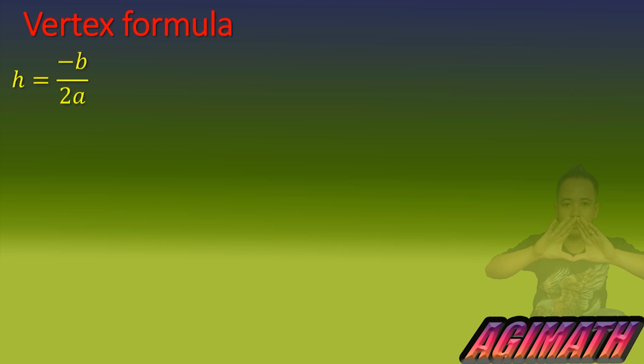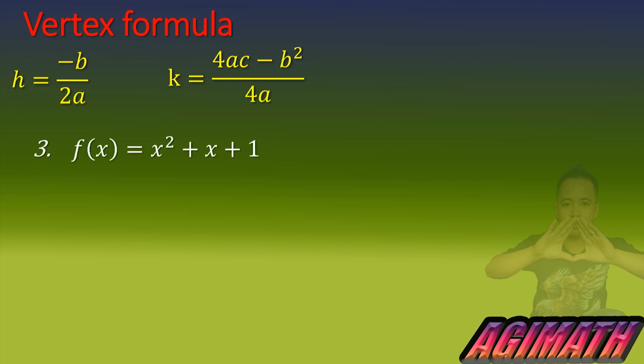So for the vertex formula, we have h equals negative b over 2a. H, because that is one of the variables that we are looking for in the vertex form. Another variable is k. So k equals 4ac minus b squared over 4a. Now going back to the given, f of x equals x squared plus x plus 1. First thing we're going to do is to identify the values of a, b, and c. And I think you are expert in that.